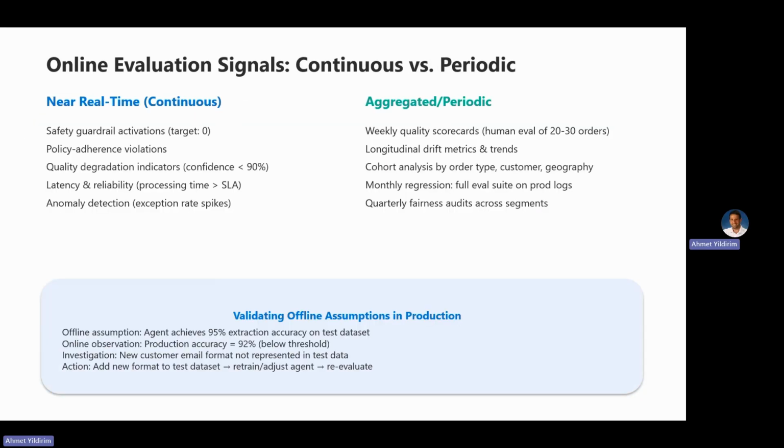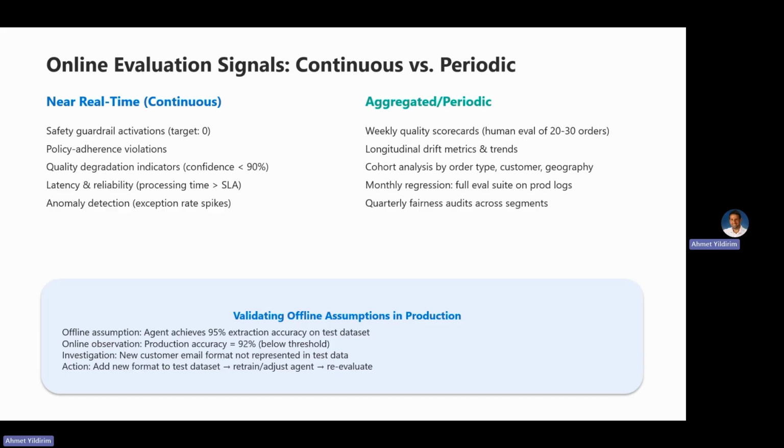Online evaluation signals: continuous versus periodic. Online evaluation signals fall into 2 categories: continuous, near real-time signals, and aggregated periodic signals. Continuous signals include safety guardrail activations with a target of 0, policy adherence violations, quality degradation indicators when confidence drops below 90%, latency and reliability breaches against SLA, and anomaly detection for exception rate spikes. So these can be counted.